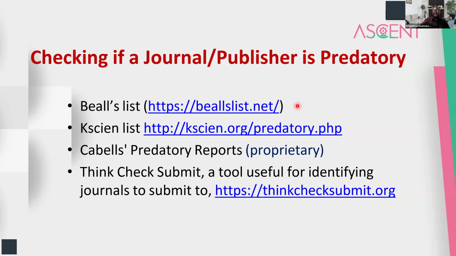So checking if a journal or a publisher is predatory. Look, you can go to some of these websites, Beall's list. It will give you the list of things. These are checklists. If you are okay, then you can say that this journal is good. Then the Kscien list is also there. You see the checklist. Then the Cabell's predatory reports, Think, Check, Submit.